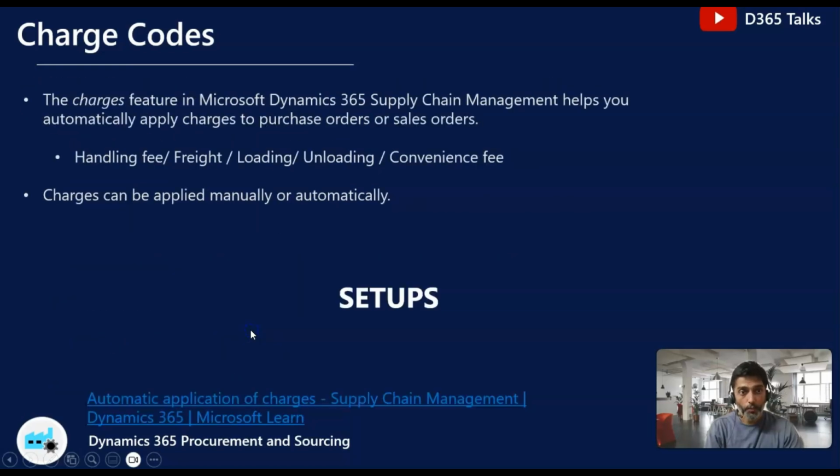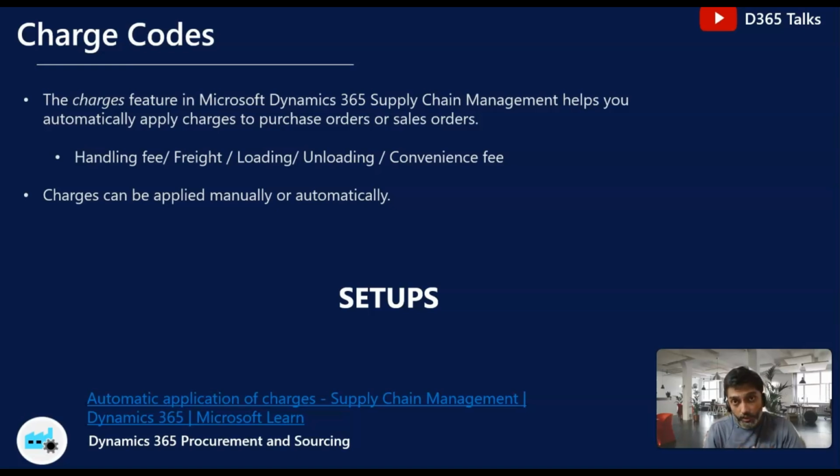First, let's try to understand what a charge code is and why we need to use it in our purchase order or sales order. The charges feature in Microsoft Dynamics 365 SCM helps you to automatically apply charges. These charges can be anything like handling fee, freight, or transportation charges, loading or unloading charges, which are not directly related to the item cost. But if you want to accommodate those charges, whichever are related to any convenience or miscellaneous, also as part of your purchase order or sales order transactions, then charge code is the capability using which you will be able to do that.